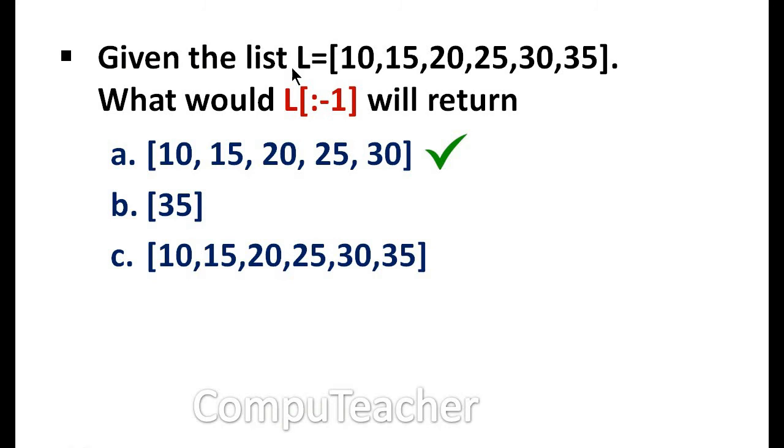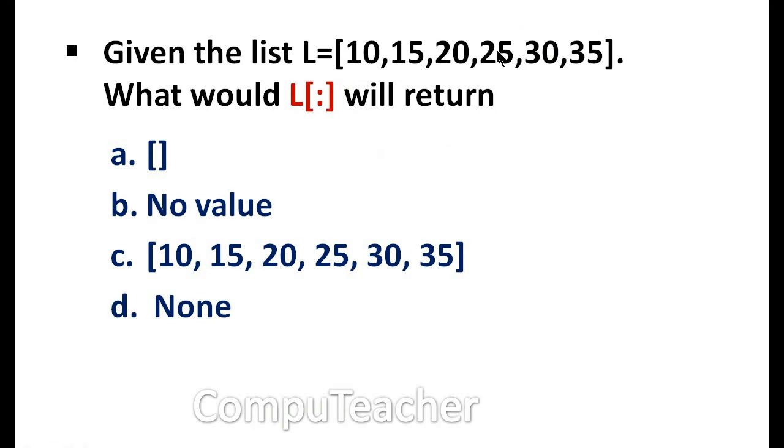So, when the start value is not specified, it will consider the value at index 0 as the first element. That is 10 onwards. Up to the stop value, given as minus 1. As per negative indexing, minus 1 is here. Then the last index will be minus 1 minus 1, that is minus 2. So the answer is 10, 15, 20, 25, 30. Clear?